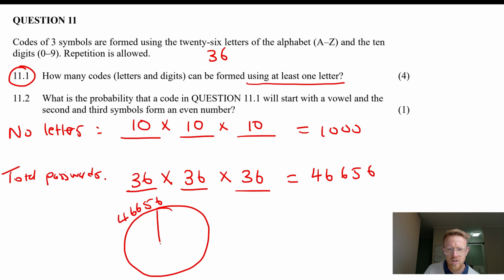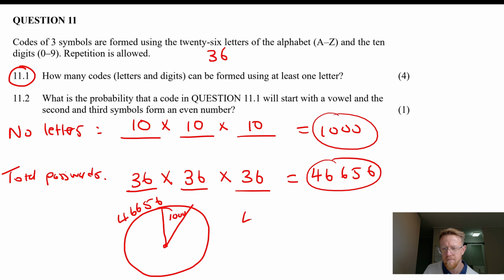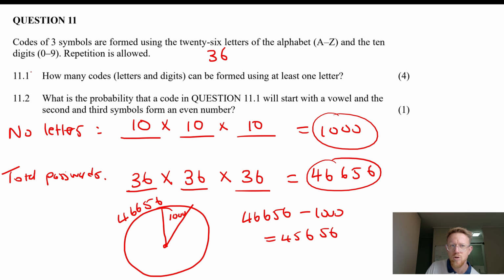Now, 1,000 of those don't have any letters. So then what would you say about all of these other ones? They have letters. Some of them have 1 letter, some of them have 2 letters, some of them have 3 letters. So if we simply now take this number minus this number, then you get 45,656. And then you've solved this question, because it said, how many codes can be formed using at least 1 letter?